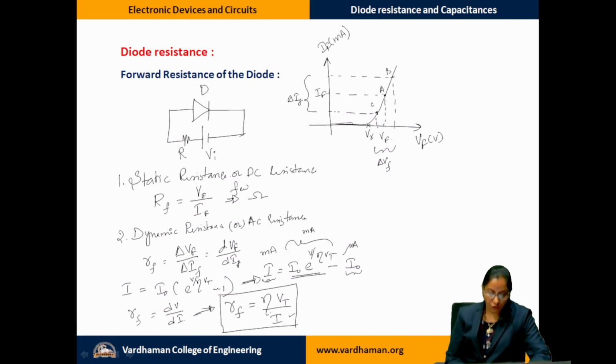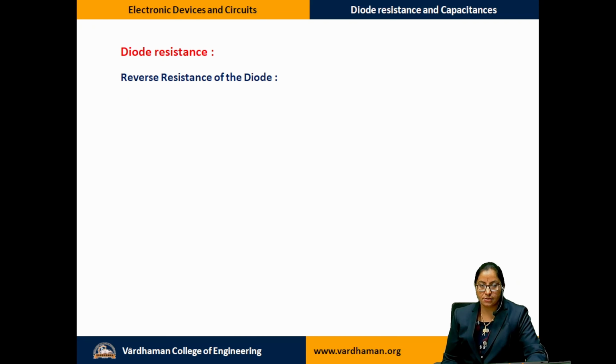Alright, this is how the forward resistance can be derived, by taking a diode to be under forward bias, and both the resistances will be in the range of few ohms. Since the device is under forward bias, the current is because of the majority carriers. So, the resistance will be very low comparatively. So, it will be in the range of few ohms. This is how forward resistance is.